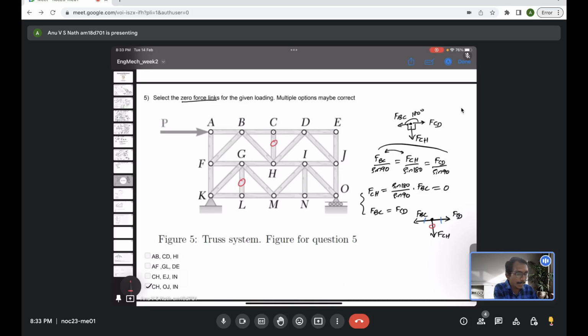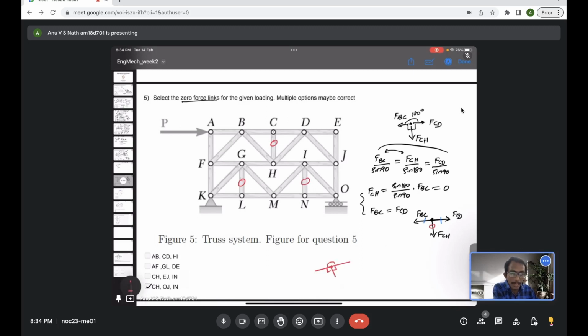Are you guys getting what I'm saying? If not, please let me know, so I will explain properly. So you have a joint which has three forces, basically three links connected to it. The angles are 90, 90, and 180. Yeah, IN is also the same.